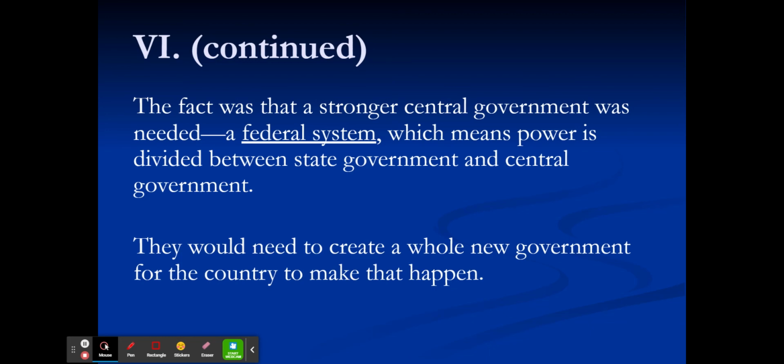Scholars, that's where we're going to stop today. The decision has been made at this constitutional convention to scrap it and start over, creating a new government. In our next lesson, you will hear about that new government.